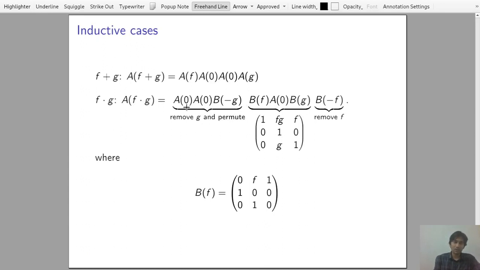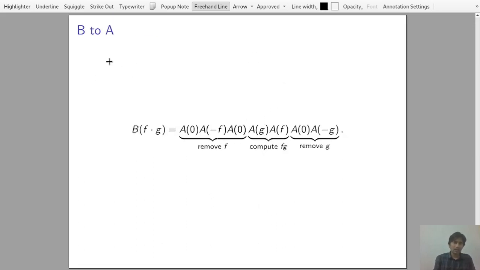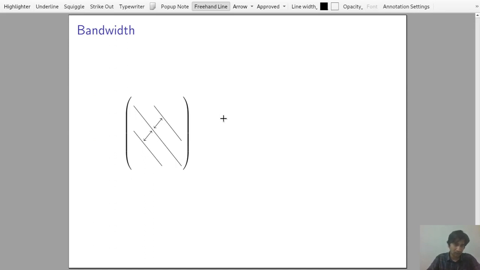However, to prove the lemma, we have to show that this can be done only using A matrices. This can be done by showing that you can go from B to A. So B of fg can again be expressed as a sequence of A matrices using a similar idea. So we compute A of f to compute a matrix that contains fg, and then we multiply by A of minus g and A of minus f to remove those spurious f and g, and the remaining multiplications by A of 0 ensure that the entries are permuted into the correct positions. So this completes the proof of the lemma and our main theorem.